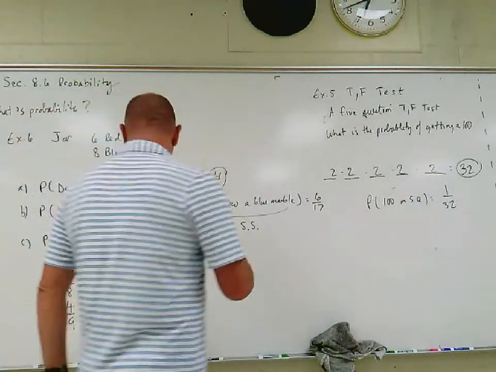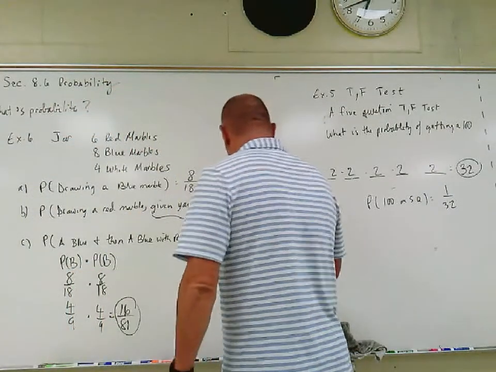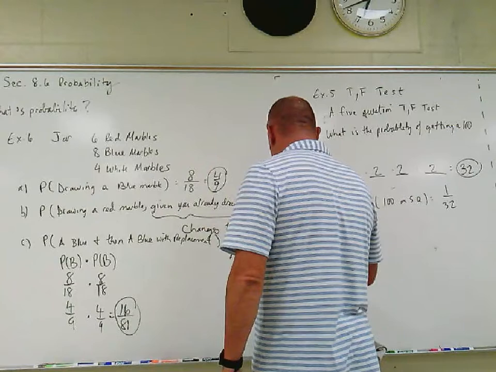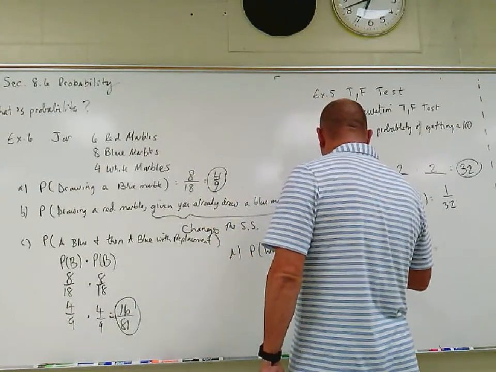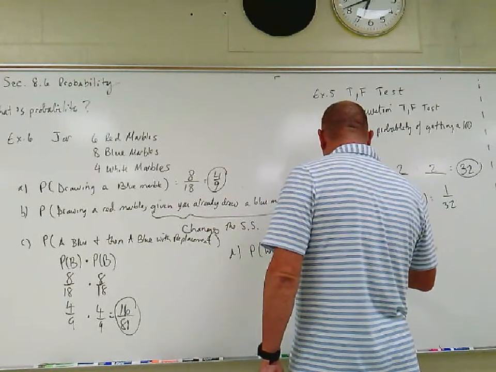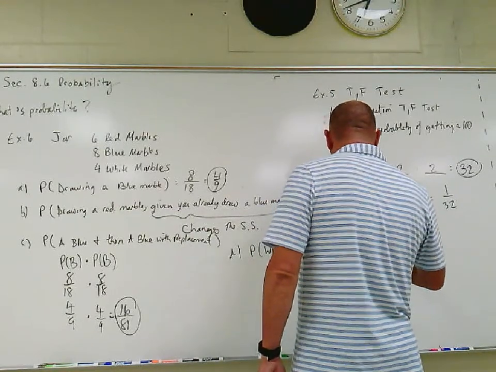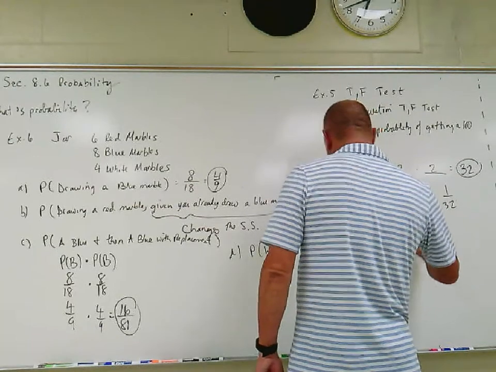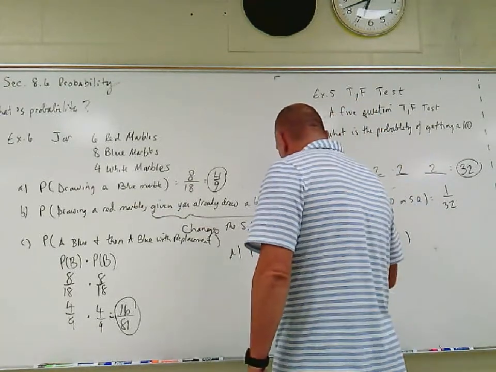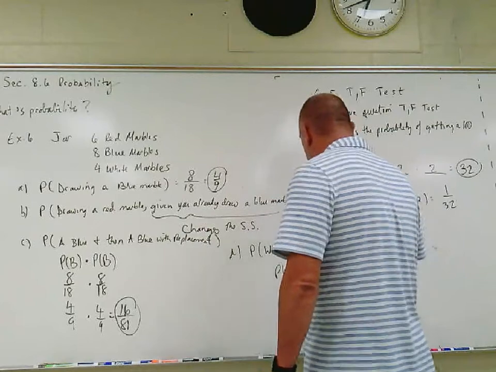Now, the next one. One last question. What's the probability of me getting a white and a white without replacement? Okay, so now, without replacement. So when I go to do this, it's the probability of getting a white times the probability of getting a white a second time.